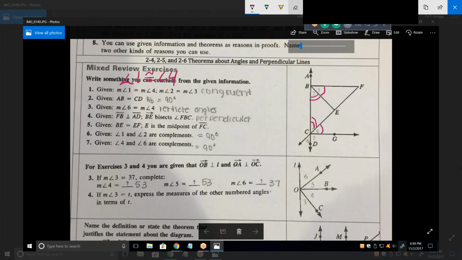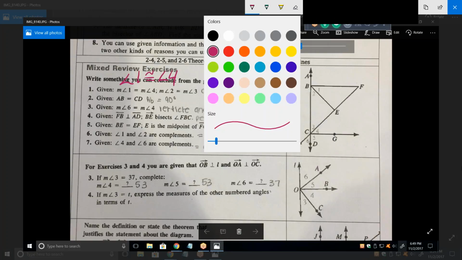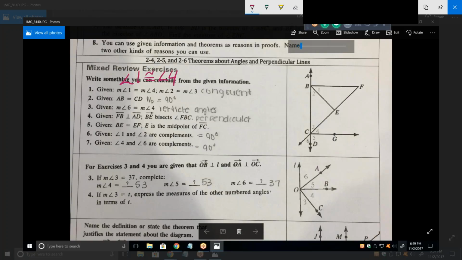Okay, now starting from scratch again, right? In other words, when I'm looking at number two, the given is not number one also. The only given on number two is that AB is equal to CD, right? Right. So that's different. AB, that segment, is equal to that segment.